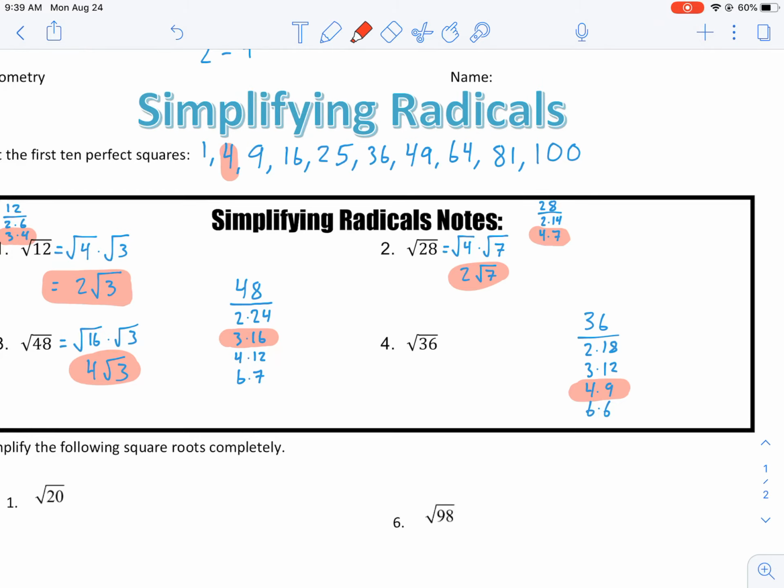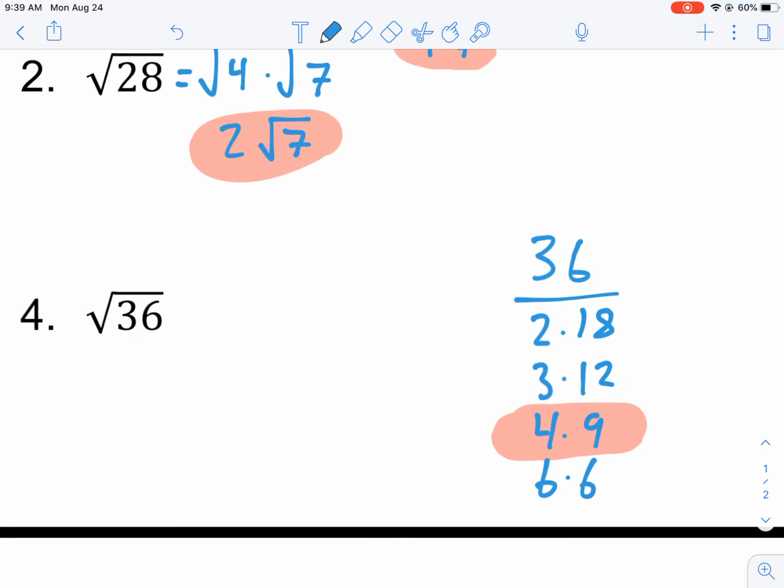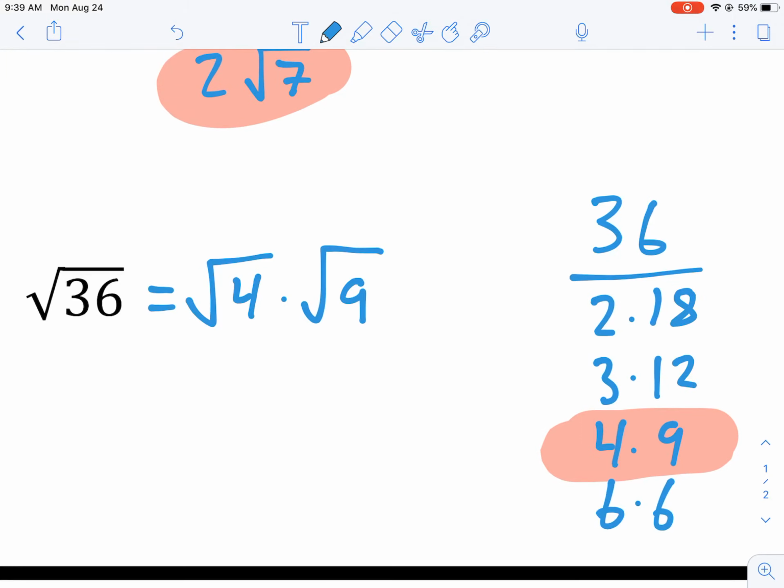So what does that mean, okay? Well, I'm going to tell you in a second, but let's write this out, all right? So the square root of 36 equals the square root of 4 times the square root of 9. And now we know the square root of 4 is 2. And we also know the square root of 9 is 3. So what happened here is both square roots went away, right? So now we just have 2 times 3, which equals 6.